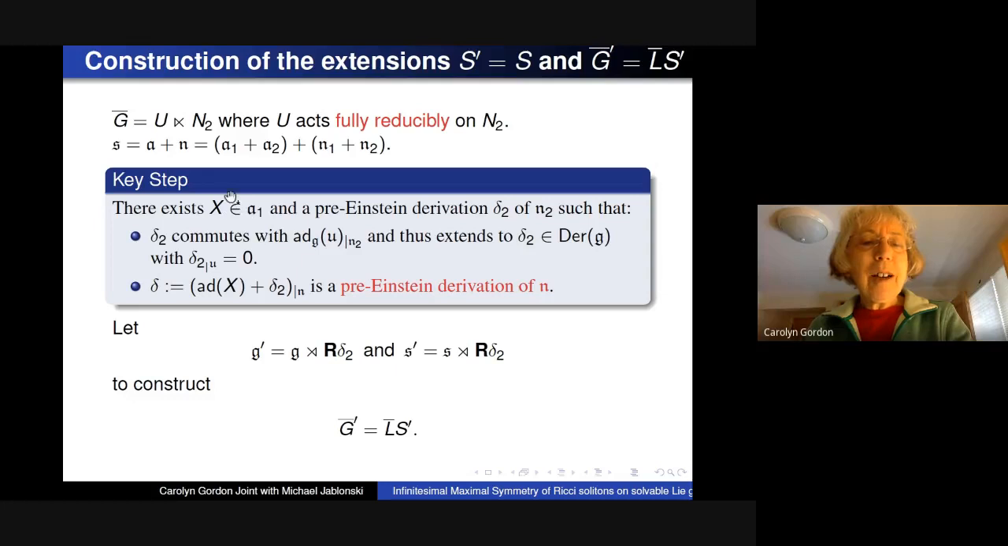So there's an inner derivation. There's some x in A1, and a derivation delta 2 of N2, commuting with everything else in G, and it sort of extends trivially to a derivation of the whole Lie algebra.